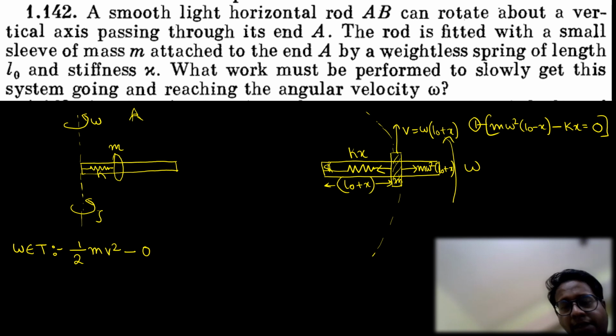What is the final kinetic energy of this rod? If the mass of this rod was given, then the final kinetic energy of the rod would be half into mass of the rod into the velocity of the center of mass of the rod. But since this rod is light, smooth and light, the mass of this rod is equal to 0. So do not consider the mass of this rod. So the final kinetic energy is 0 for this rod, and the initial kinetic energy is already 0. Understood? This is equal to the work done by all the forces.